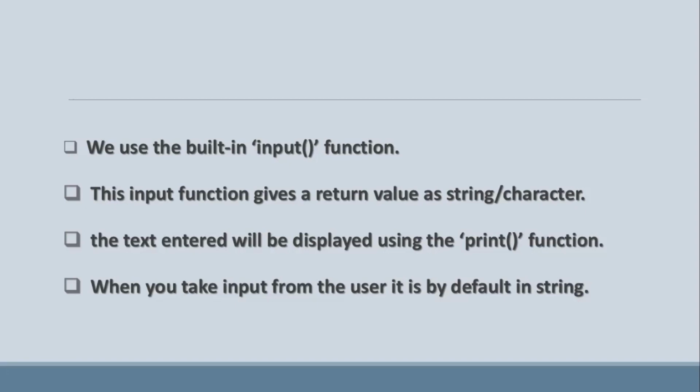That we'll be seeing in the code window ahead, how we take the input from the user. The text we enter in the input function, we use the print function in order to print that. And lastly, when you take the input from the user, it is by default a string, as I mentioned earlier. So these are a few things that you need to take note of, and it's a very easy and very small topic, how you have to take the input from the user.